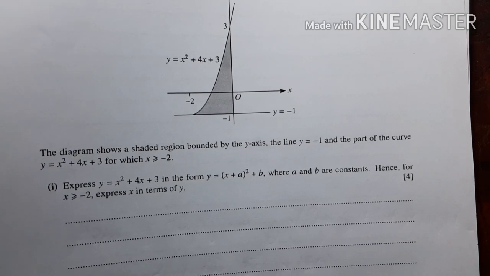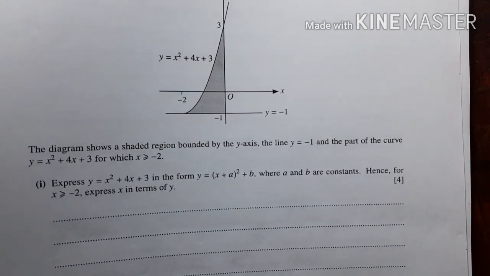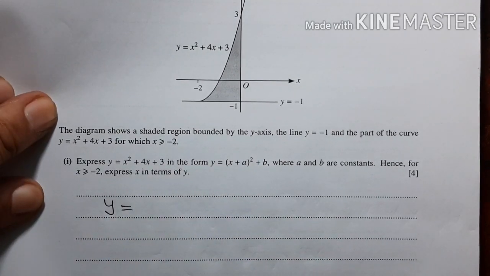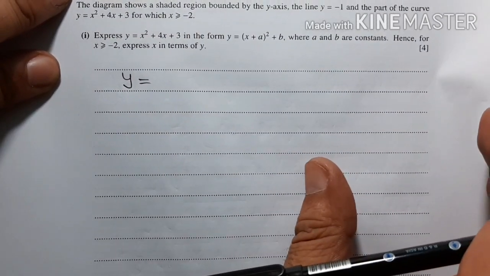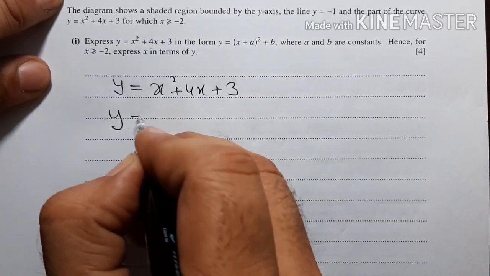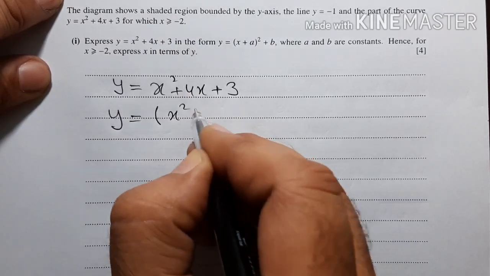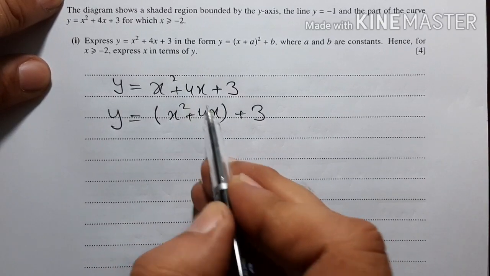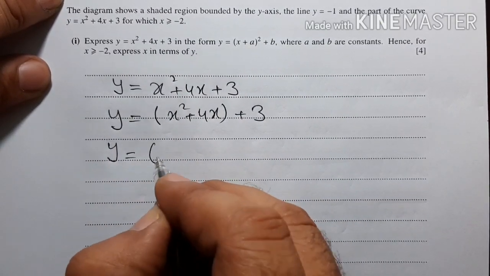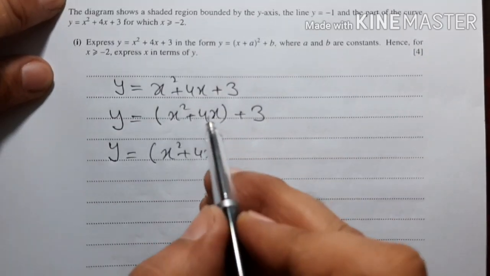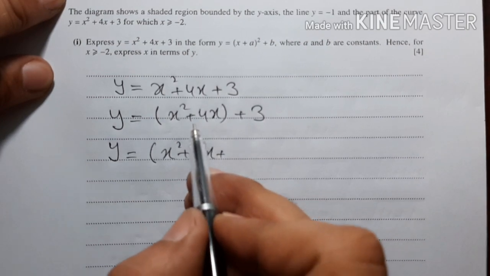Okay, this is the completing the square form. So I have y equal to x² + 4x + 3. I'll separate these two parts. This is the procedure of completing the square. I'll try to complete the square of this part, x² + 4x.